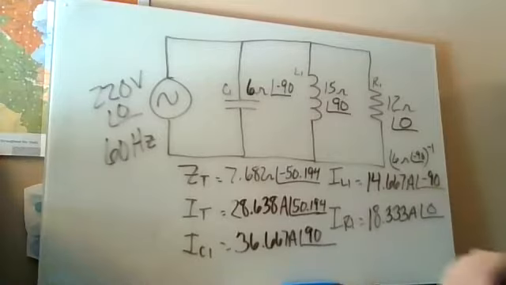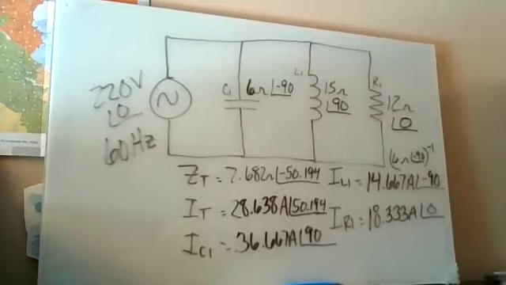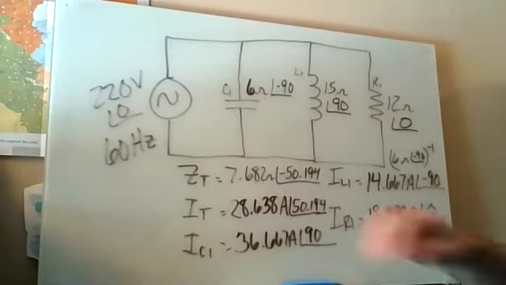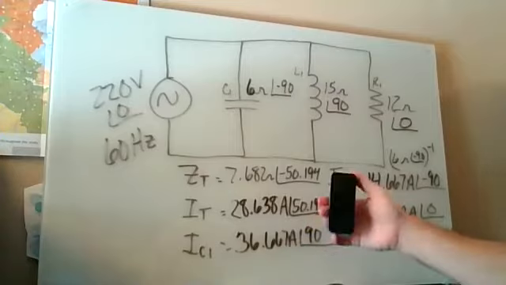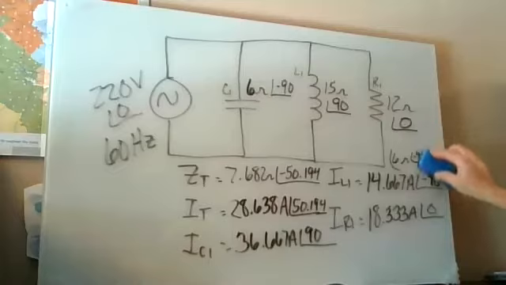Oh. How do I know they're right? I add all three of them up, and they better equal my I total. And when I added them all up, I got 28.6374 amps at an angle of 50.194. Pretty close to 28.638 at an angle. Don't worry, I am recording this, so you'll be able to go back and see the answers.